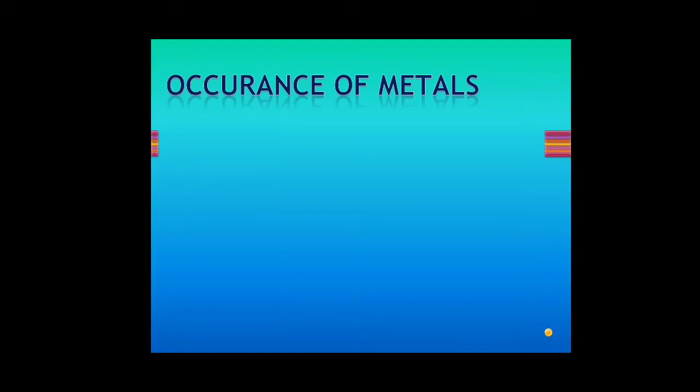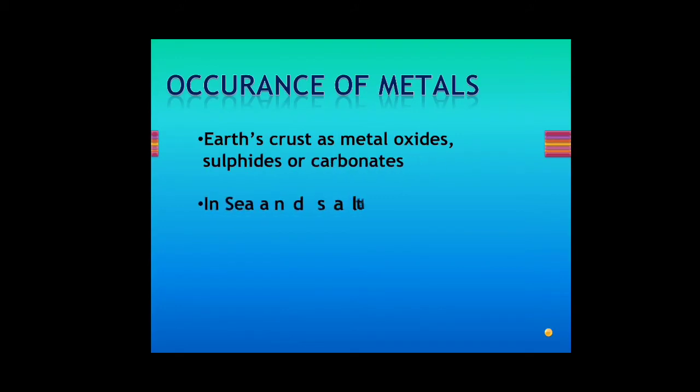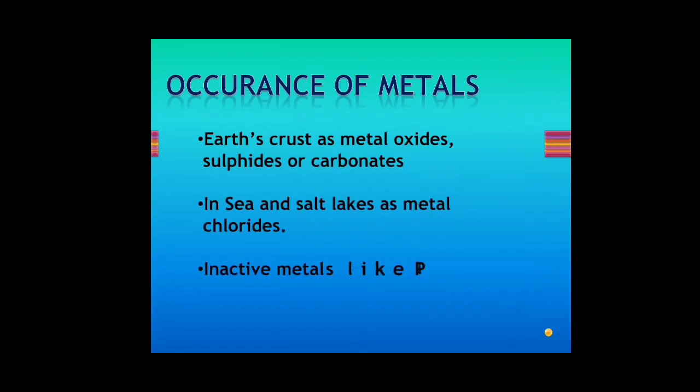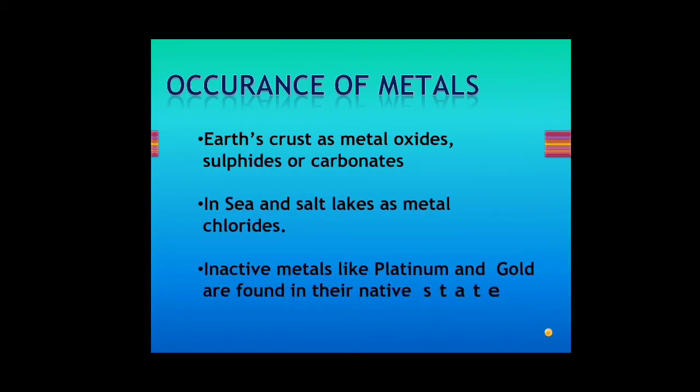Where do we find metals? What is the occurrence of metals? Metals are generally found in Earth's crust. Now they are not found directly as metals in the Earth's crust. It's only gold and platinum, which are inactive metals, that are found in their native state, that is in the elemental state. Whereas most of the other metals are found in their oxide, sulfide or carbonate states. They are found in the Earth's crust.